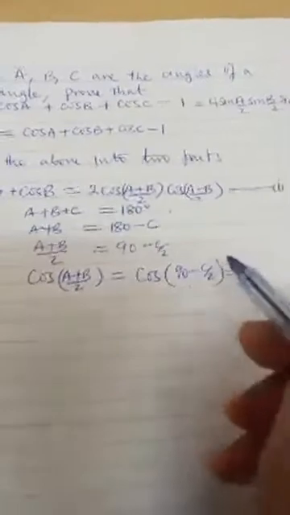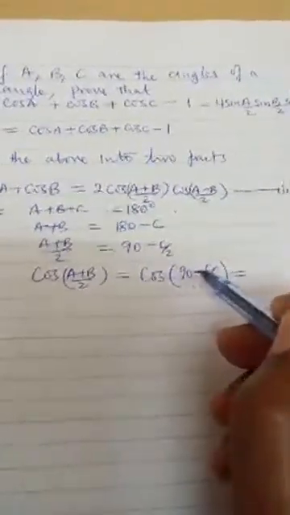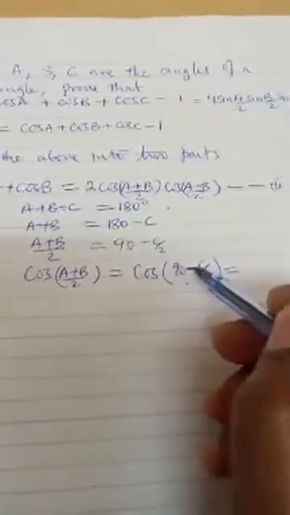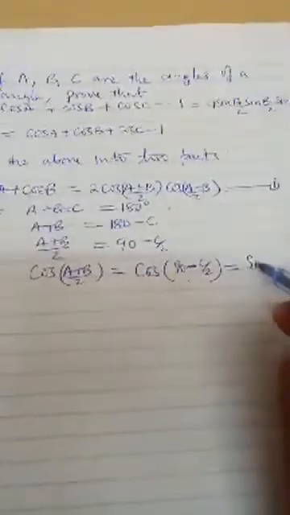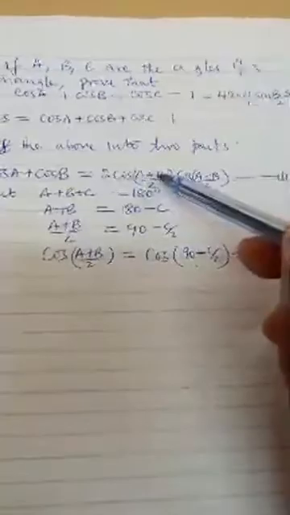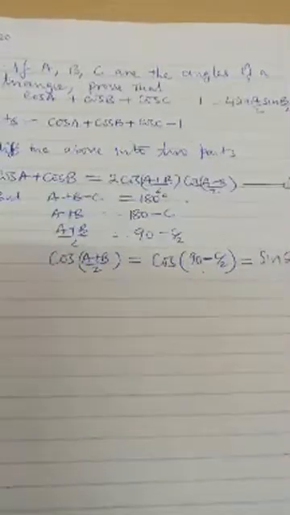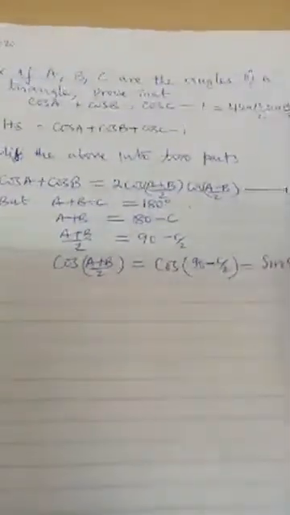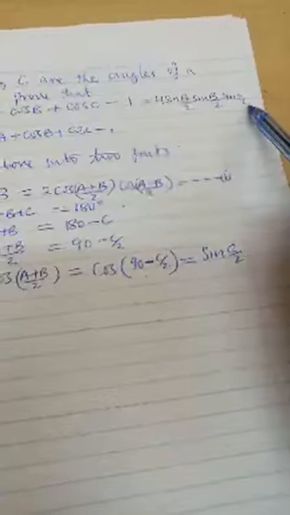And when we are expanding a cosine of angles that are being subtracted, we normally have cos cos plus sine sine. So when we expand this, it will simplify to simply sine C over 2. That implies that if we come back here, we already know that cos of A plus B over 2 is sine C over 2. Seeing that we already have the sine C over 2 on the right hand side, whose proof we intend to get right here, we already have that.